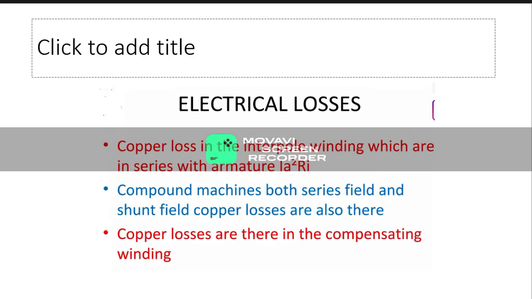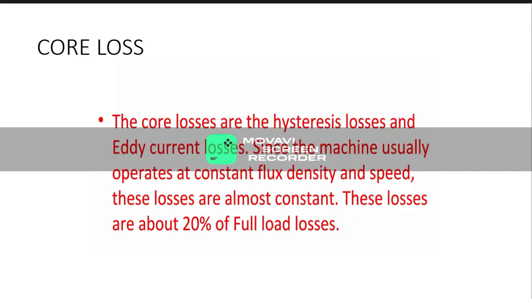A small amount of copper loss also occurs in the interpole windings, which are in series with the armature. We call it Ia square Ri, where Ri is the interpole resistance. Compound machines have both series field and shunt field, as already studied. These copper losses also occur in the compensating windings. So that is all about the variable loss, that is, the copper loss.